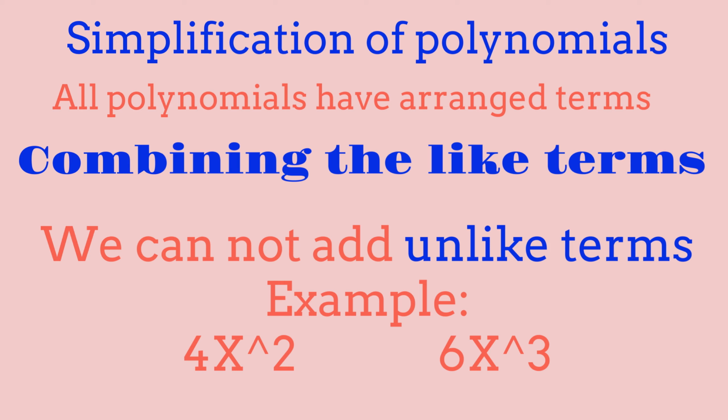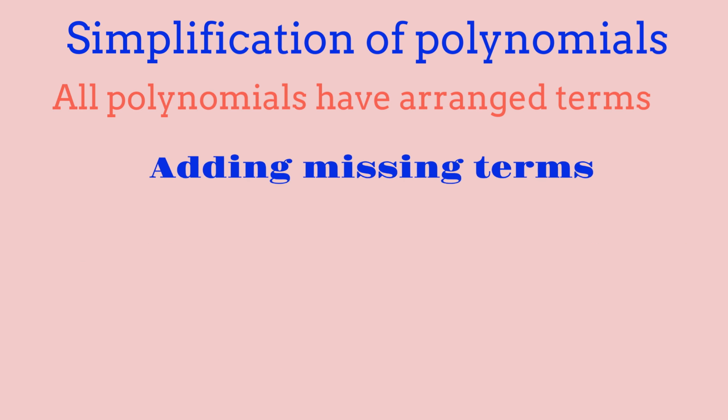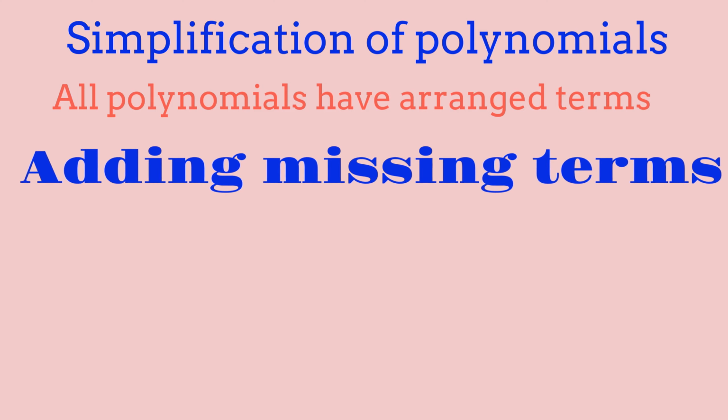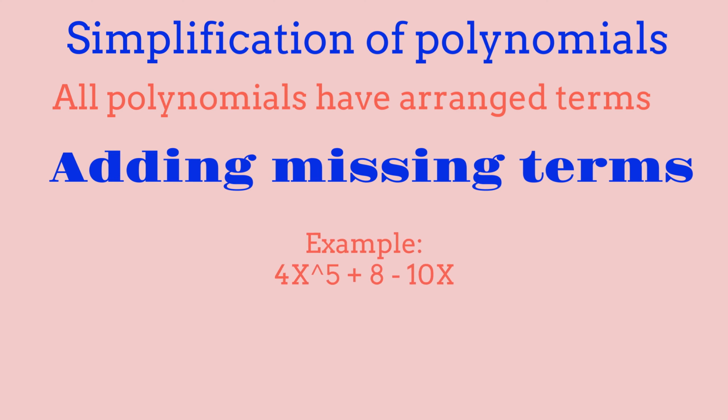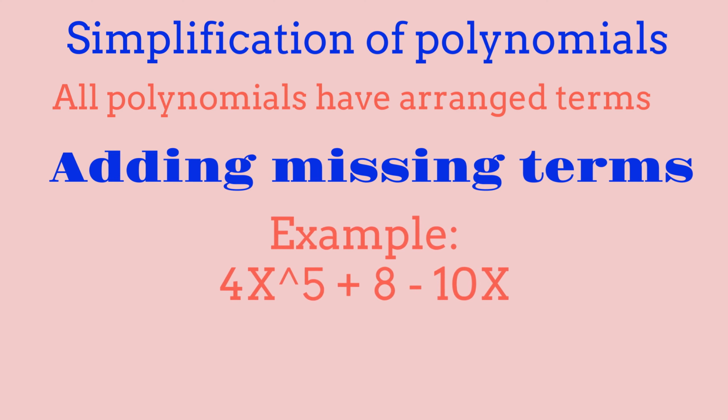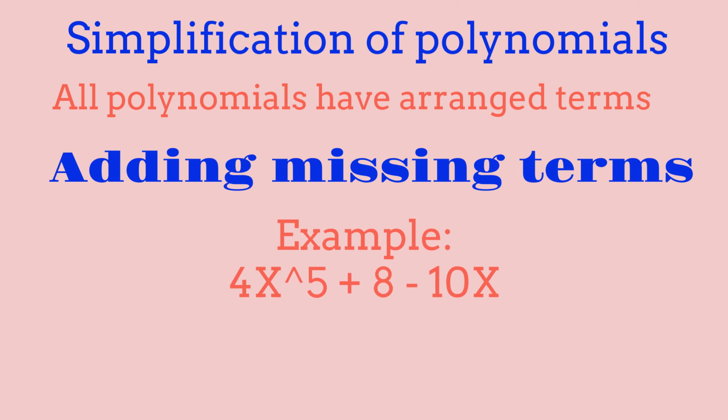And also, to simplify our polynomials, we can also add missing terms. And we also do this from highest to lowest. And to do this, we just add the 0 coefficient. So for example, if we had our polynomial of 4x to the power of 5 plus 8 minus 10x. So in this polynomial, we can see that it's not in order because we have missing terms here because we need the exponent of 4, the exponent of 3, and the exponent of 2, which are not supplied here. So we're going to have to add them ourselves. And to do this, we're going to add the coefficients of 0 to the power of each of the ones that are missing.